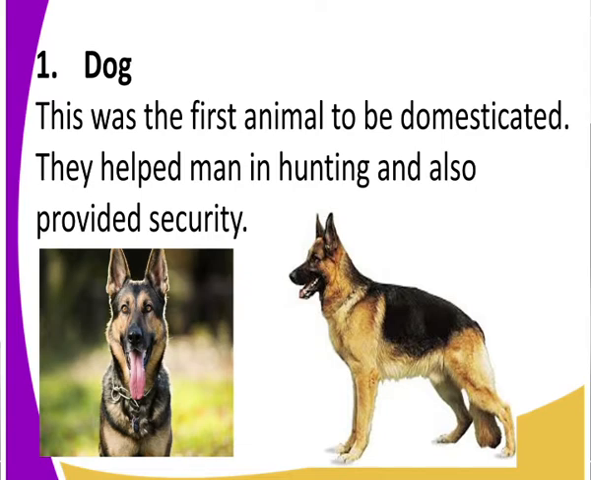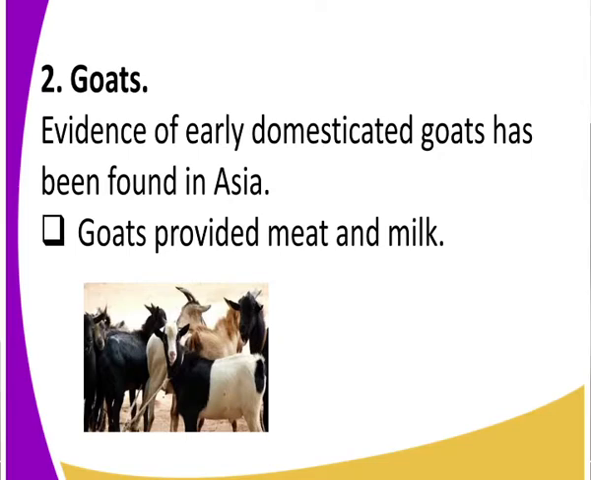Can you look at the second animal that man domesticated? The goats. The evidence of domesticated goats has been found in Asia. The Asian people always reared goats. And what was the purpose of domesticating these goats? One, goats provide milk. We all know goat milk is one of the best among all the other animals that produce milk. And also, look at meat. Goat meat is very delicious. So goats could provide meat and also milk.